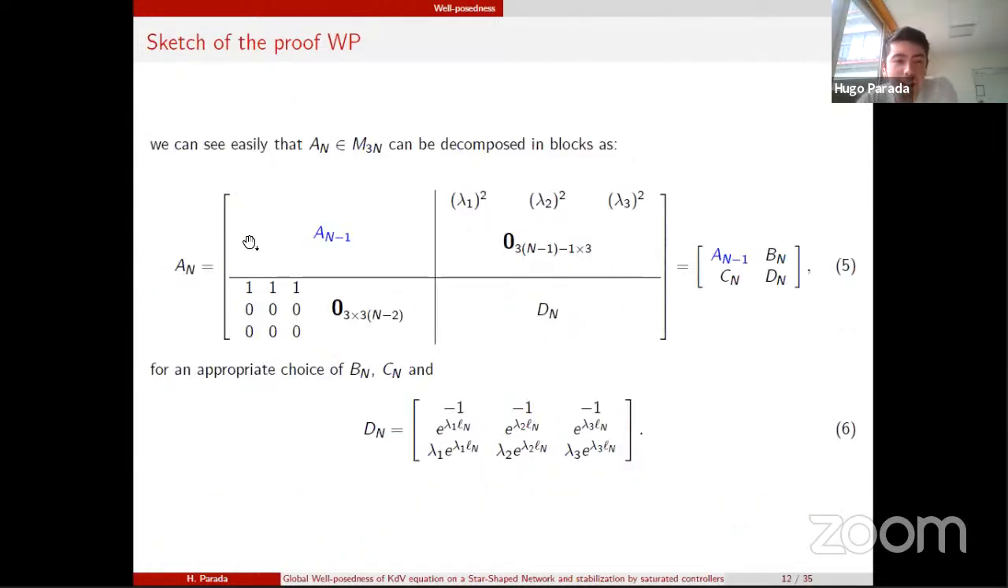Also, we can see that the matrix associated to this linear system can be decomposed in block form, which is very nice. Here we have the matrix in the case of a network of n-1 branches. This matrix B_n, this will be this matrix, this will be a matrix C_n, and the matrix D_n given there. What is good is that you can see that the matrices B_n and C_n have a lot of zeros. So when we make some computations with these matrices, a lot of terms will be canceled.